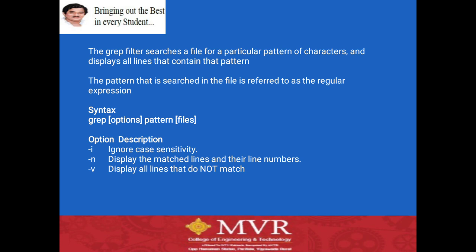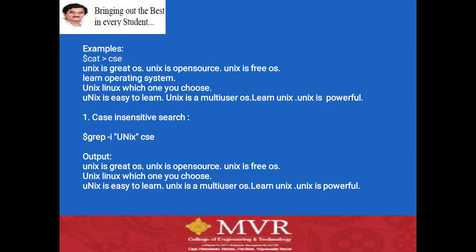Then -v. As I said in the previous discussions also, -v stands for verbose. Verbose means which does not match. Grep normally matches the given pattern. Whenever you use the -v option with grep, it is reverse, inverse. It will print all the lines which do not match the given pattern. So if you want to print all the lines which don't have the given pattern, you need to use this -v option. This is called the verbose option.